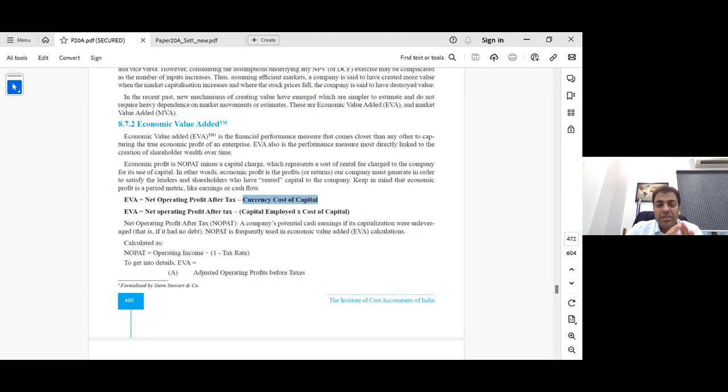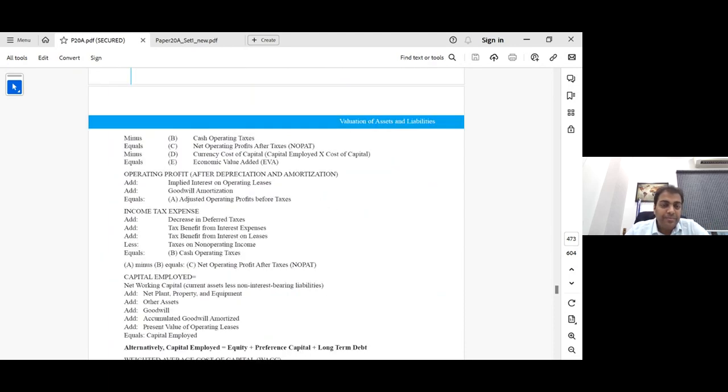Very interesting concept, very widely used in business. It has a huge practical application and is considered by various professionals and businesses. You would find even listed companies reporting their economic value added in their annual reports. So you should definitely understand this very well.